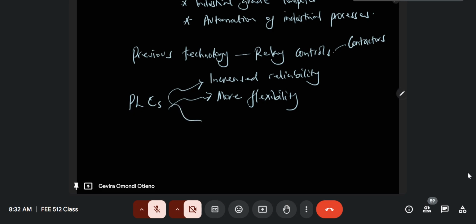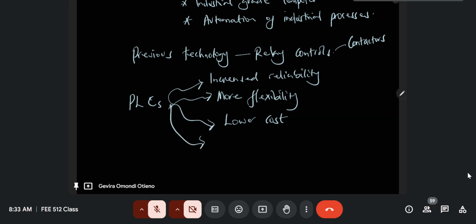The cost is low, so let me say lower cost. PLCs are cheaper compared to the previous relay controls. So you save a lot of money or cost in using PLCs. And they don't require a lot of components as relay logic, okay?